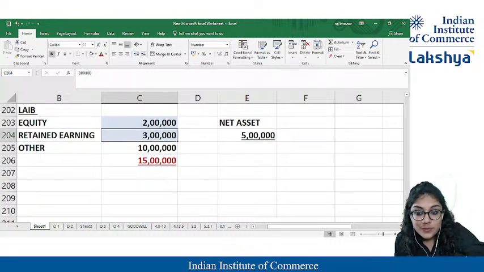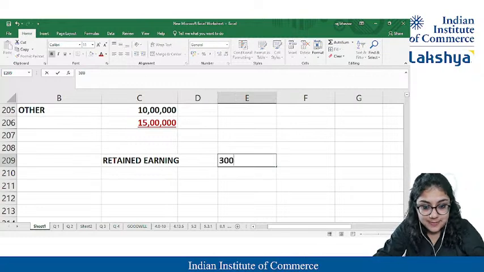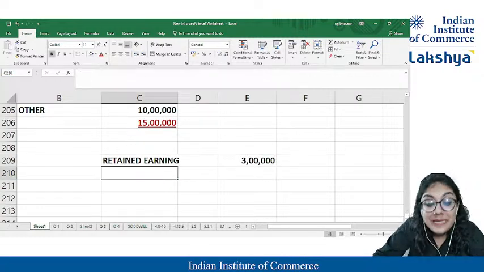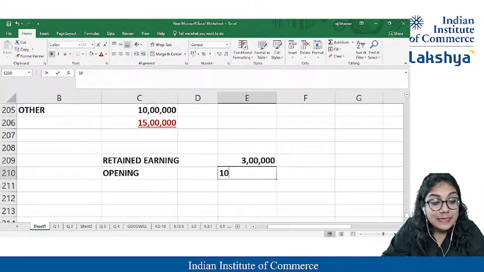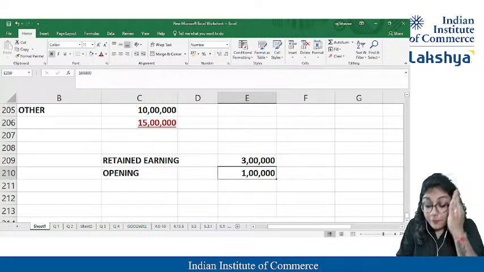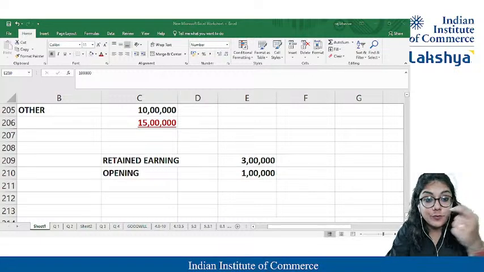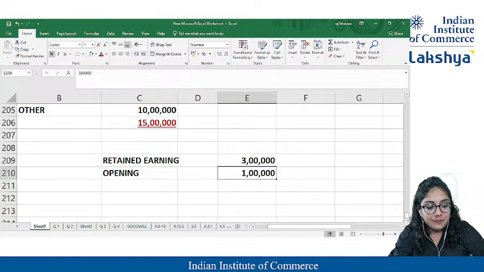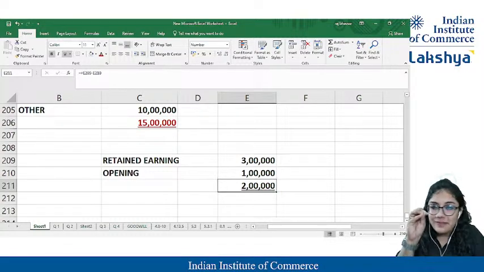So what am I supposed to do? My retained earnings are totally 3 lakhs, the closing balance. My opening balance is 1 lakh. That means at the date when you made the purchase, they already had 1 lakh as profit. For that you have to make a purchase consideration, which means you have to pay them. But the difference of 2 lakhs, why are you not paying them for that? At the date of acquisition, they had 1 lakh.